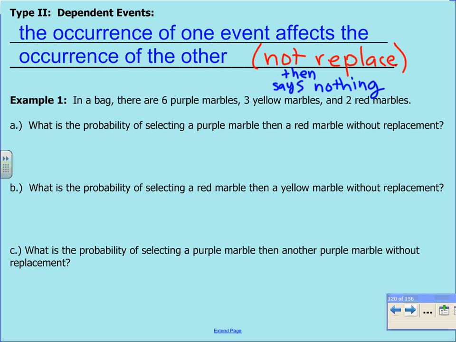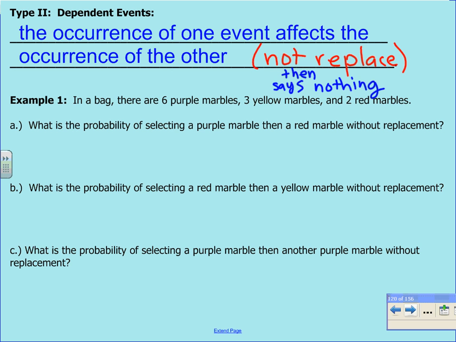We're getting to that. And yeah, you multiply all, independent and dependent, you multiply all of them. Any independent or dependent event means multiplication. Mutually exclusive or overlapping means addition. Nope, asking for the probability of purple, then red. I'm getting there.